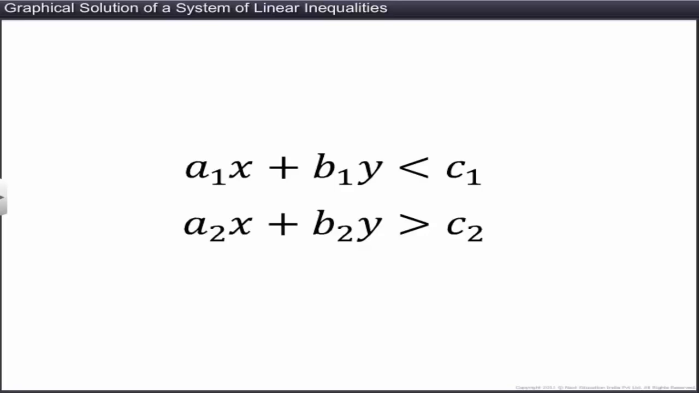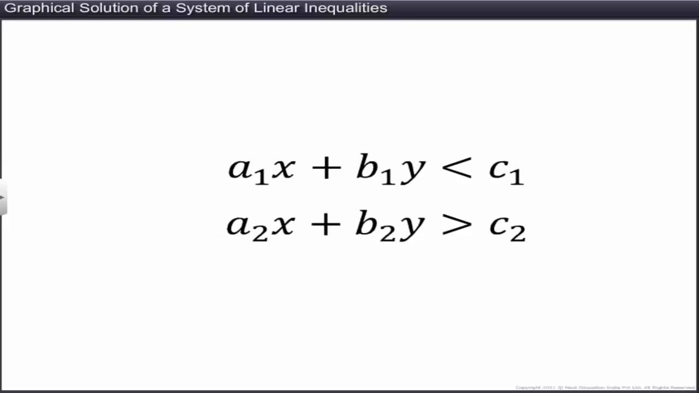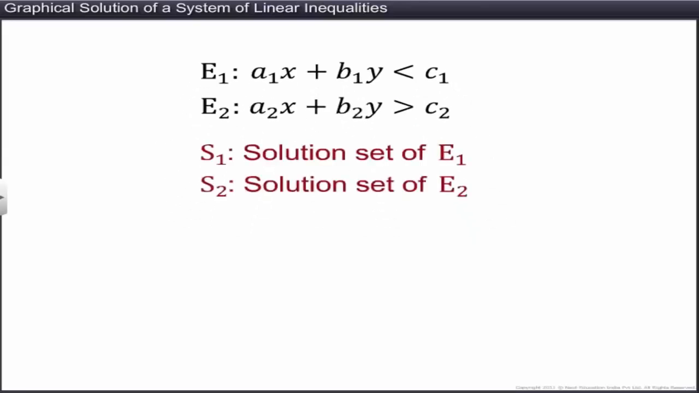Let's consider two linear inequalities in two variables, E1 and E2. It doesn't matter for the purpose of our discussion whether the symbol is greater than or less than, as long as they are inequalities. Let the solution sets of the equations E1 and E2 be S1 and S2 respectively. If S1 and S2 have some solutions in common, then S1 intersection S2 is the solution region of both the inequalities.